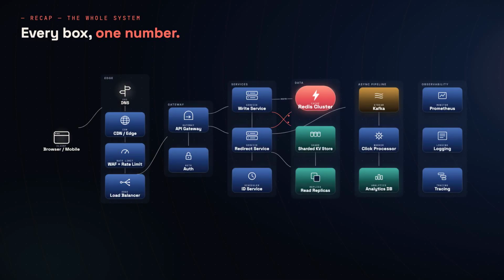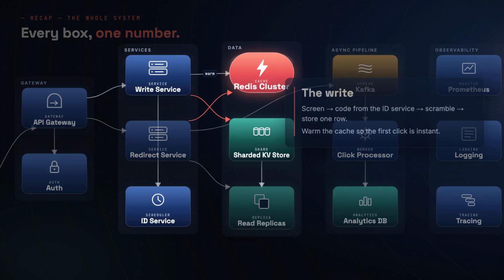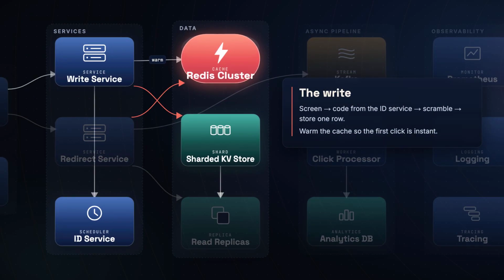There it is again, whole, but it's not a diagram anymore. It's a record of decisions you just watched us make. Two paths run through it. Let's trace both fast. Making a link: through the edge and gateway, check it, get a code from the ID service, scramble it, write one row to its shard, and add it to cache.